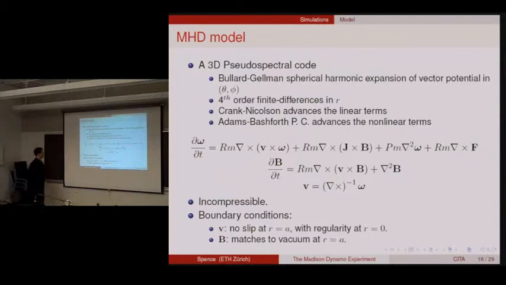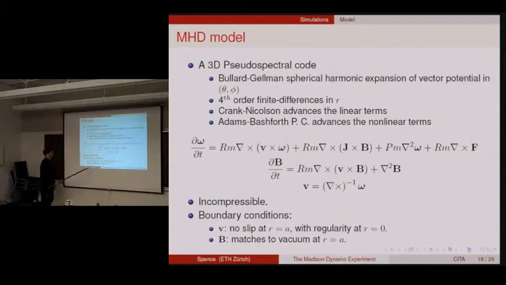In radius, we use fourth-order differencing, Crank-Nicholson for the linear terms, and Adams-Bashforth predictor-corrector on the nonlinear terms. We evolved the vorticity equation as opposed to the velocity field equation just because we don't want to have to deal with the pressure, so we take the curl of the equation, and then we don't have to. It smooths things out a little bit for our purposes. The code is incompressible, and we use the usual no-slip boundary conditions at the outer edge, and a magnetic field matching to the vacuum solution at the outer edge as well.